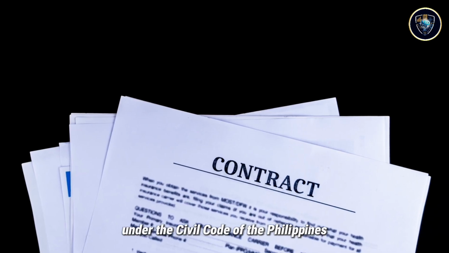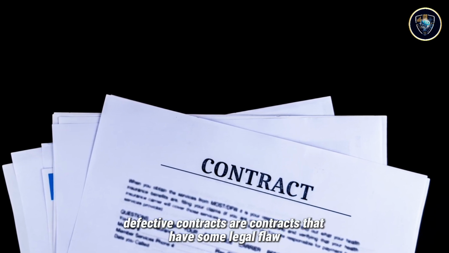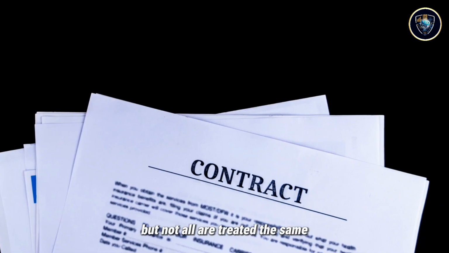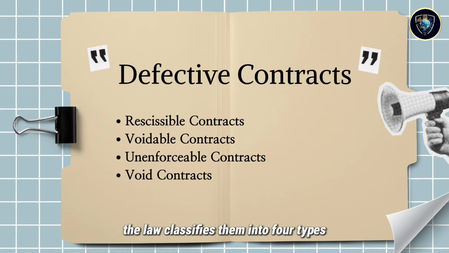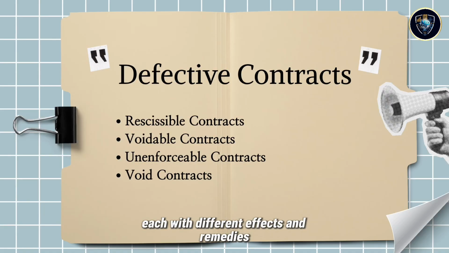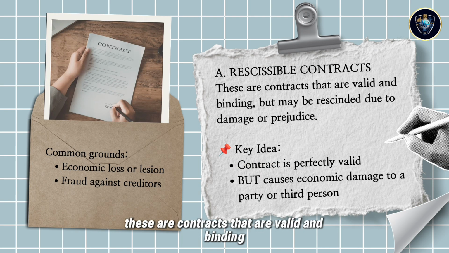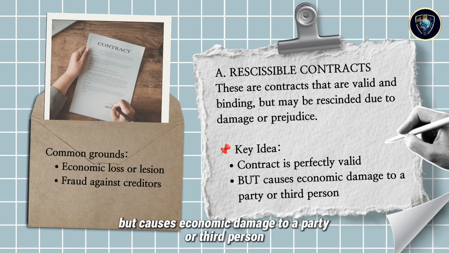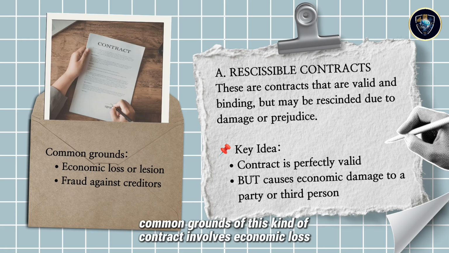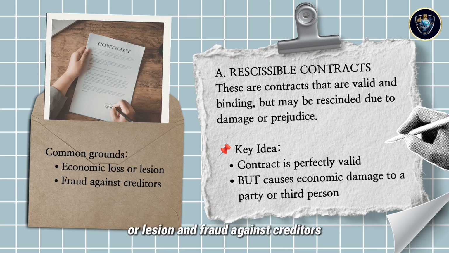Now, for the last part of this discussion, let's talk about defective contracts. Under the Civil Code of the Philippines, defective contracts are contracts that have some legal flaw, but not all are treated the same. The law classifies them into 4 types, each with different effects and remedies. Let's discuss it. The first one is rescissible contracts. These are contracts that are valid and binding, but may be rescinded due to damage or prejudice. The key idea here is, the contract is perfectly valid, but causes economic damage to a party or third person. Common grounds of this kind of contract involve economic loss or lesion and fraud against creditors.